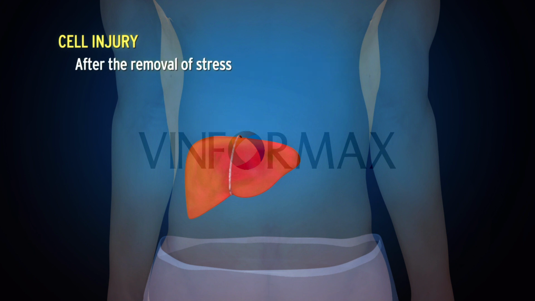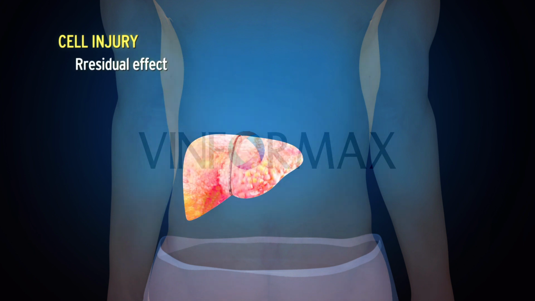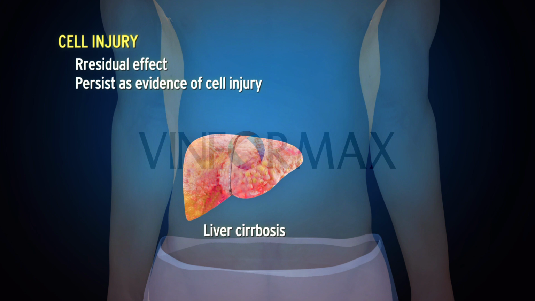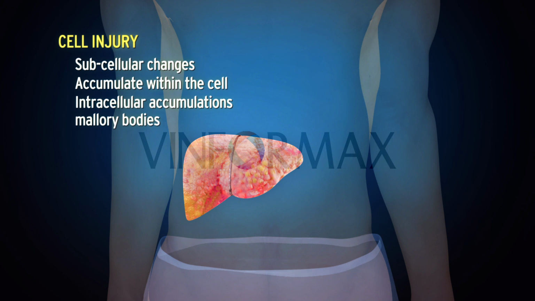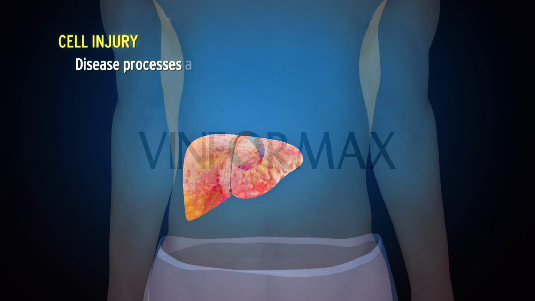After the removal of stress that has caused the reversible cell injury, the residual effect may persist as evidence of cell injury at subcellular level. Subcellular changes or metabolites may accumulate within the cell, that is, intracellular accumulations. Disease processes at cellular level may be understood by studying the causes and mechanisms of cell injury and various cellular adaptations in response to stress. Cell injury may be caused by either genetic or acquired causes.